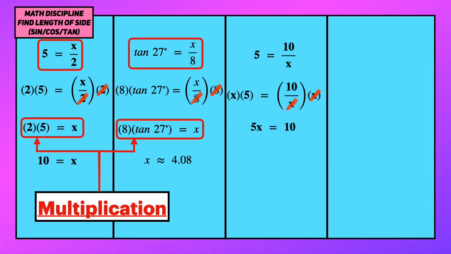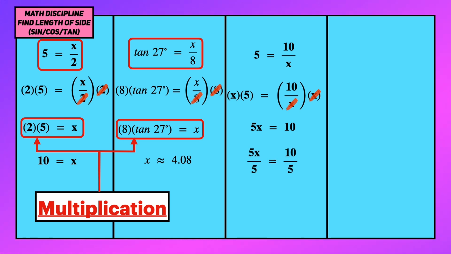Now we have 5x equals 10. We still need to get the x variable by itself and move the 5 to the other side of the equation. Since 5x means 5 times x, we move the 5 by doing the opposite of multiplying by 5, which would be dividing by 5. We do this to both sides of our equation.